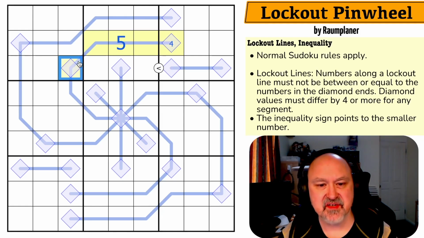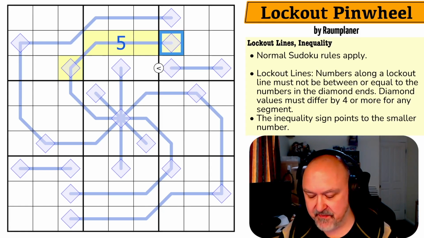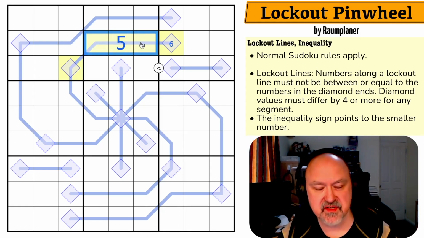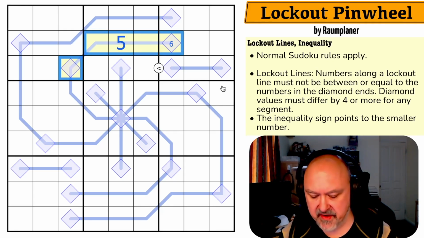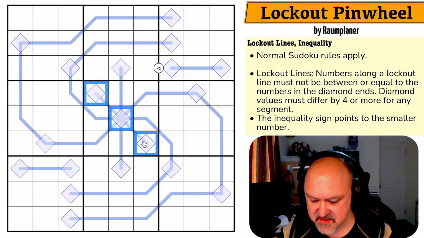So I can't make this higher than 5, because if I made this higher than 5, the 5 would be between it. So I'd have to make it lower than 5. But if I make it lower than 5, this has to be 4 different. And if I subtract 4 from 4, I end up with 0 or less. It doesn't work. And similarly, if I make it 6, so I've got as much room as possible, I have to have another number above 5. And with the 4 difference, I can't make that work because I end up at 10. So you can never put 5 on a lockout line. So because of that, I know one of these 3 diamonds is a 5.